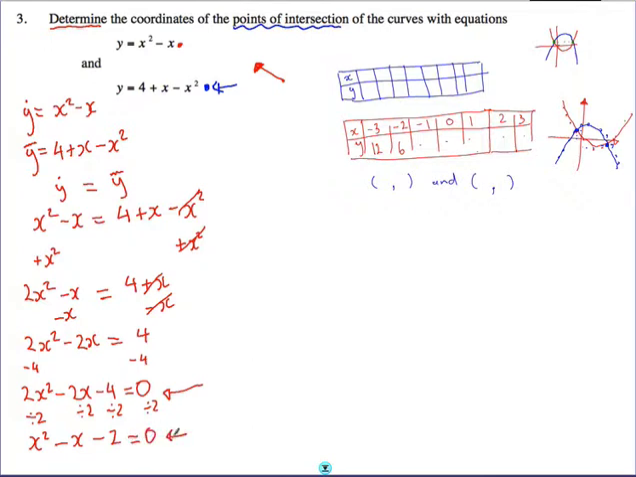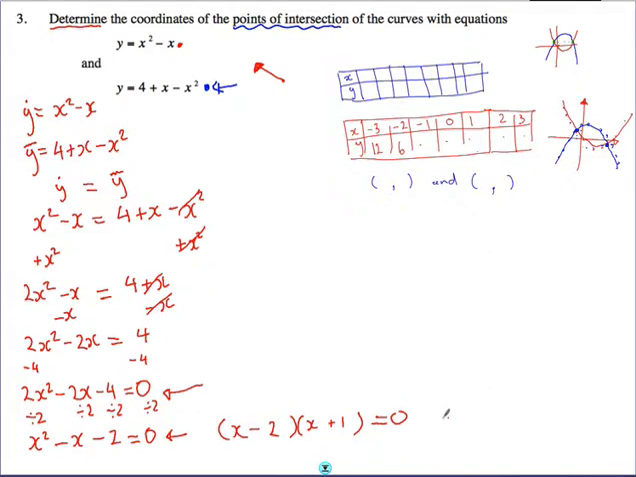And look, we can factorize this into 2 brackets. 2 brackets, x, x, and that is still equal to 0. So 2 numbers that multiply to minus 2, but add together to minus 1. That's really easy. So minus 2 and 1. Does that work? Yeah, minus 2 times 1 is minus 2. Minus 2 add 1 is minus 1.